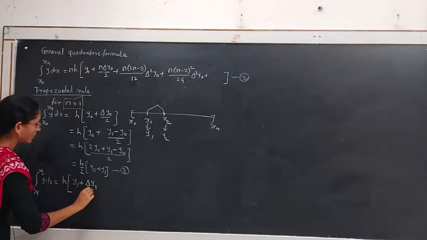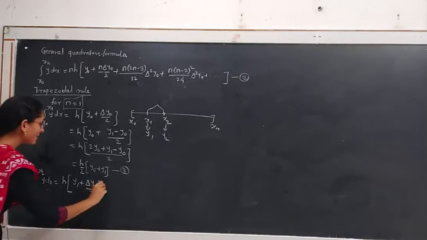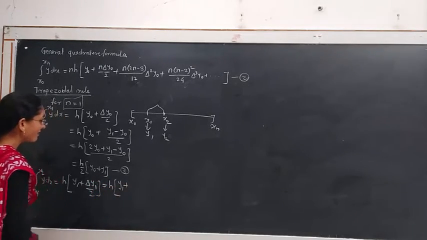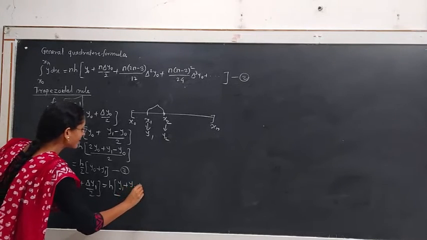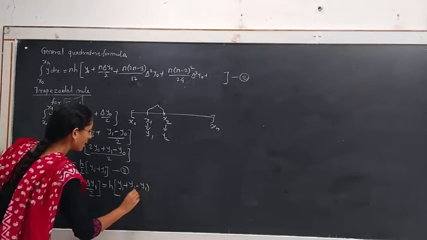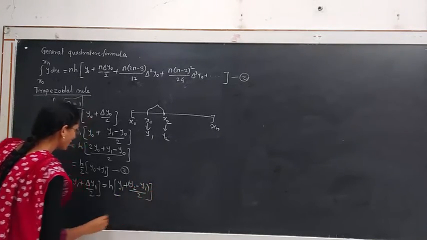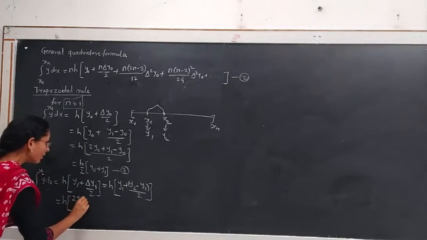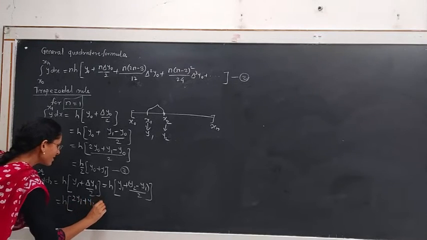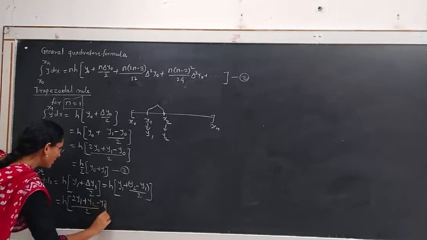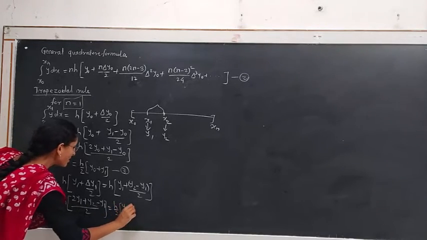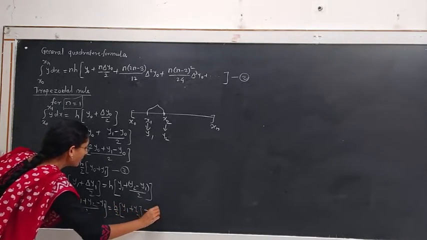These values are starting from y1 plus n value is fixed, which is 1, into del y1 upon 2. But del y1 is equal to h into y1 plus del y1, whose value is y2 minus y1 upon 2. This is equal to h into 2y1 plus y2 minus y1 upon 2. This is equal to h upon 2 into y1 plus y2. This is equation number 4.